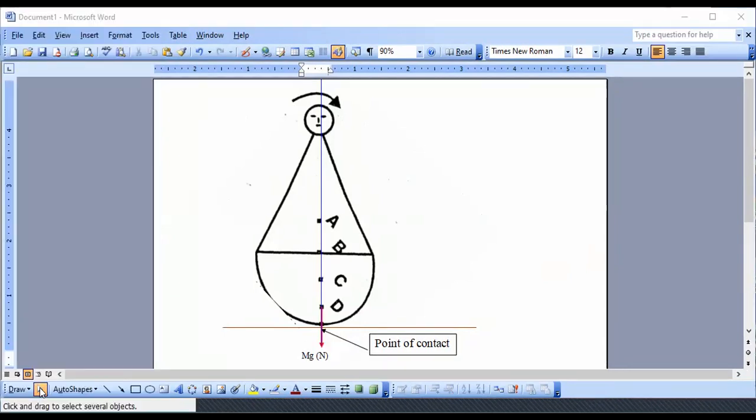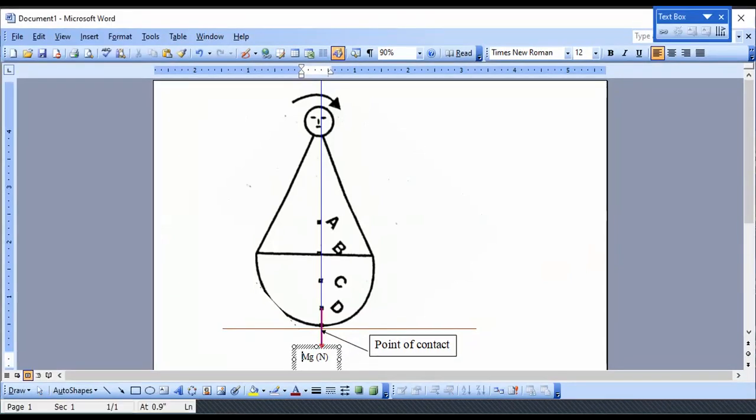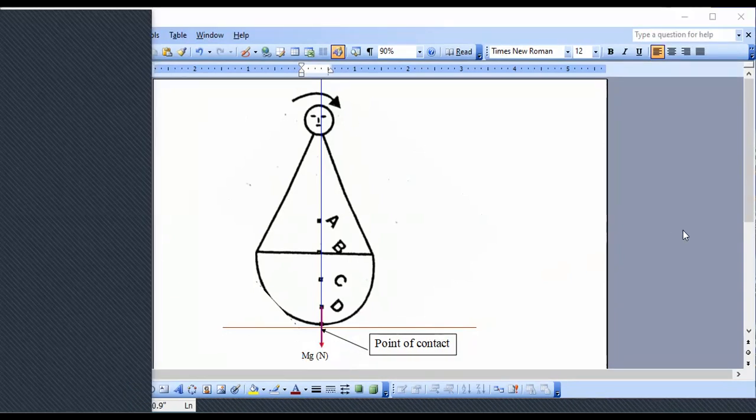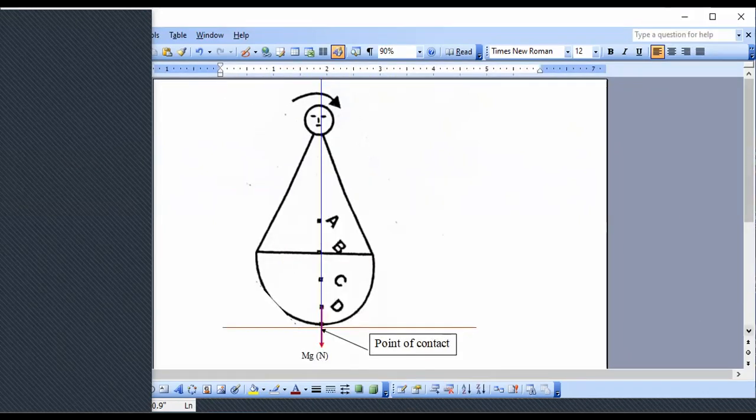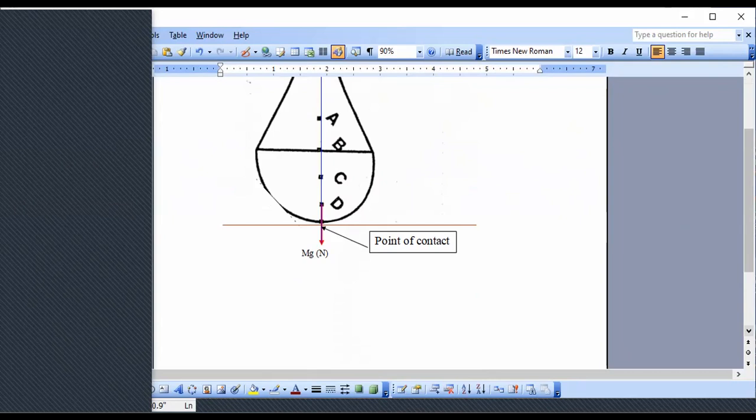Zero. Why is it zero? Because the distance to the mg force from the point of contact is zero. The mg force is going through the point of contact. Can you see it? Therefore, the moment is zero. Am I right there? Yes, sir.